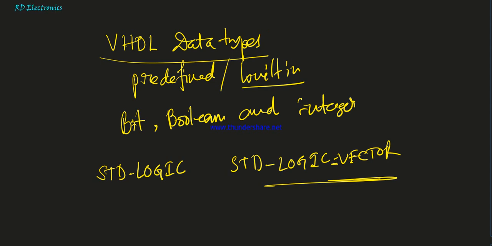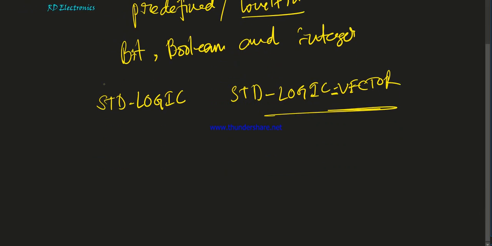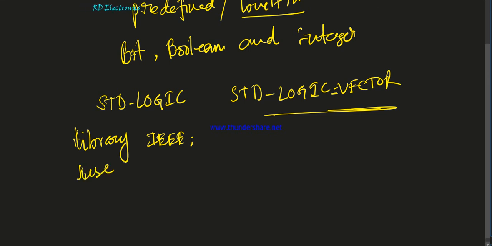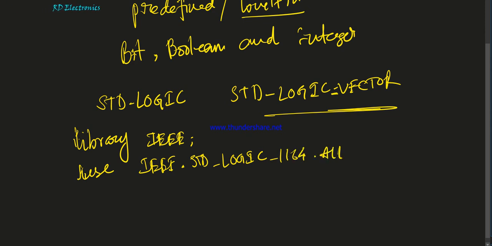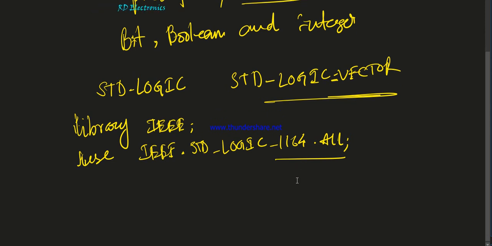So there are two library statements mentioned in VHDL programming. One is library IEEE, and another is use IEEE.std_logic_1164.all, so that all packages are available. Okay, so first of all we discuss the predefined data types in VHDL.